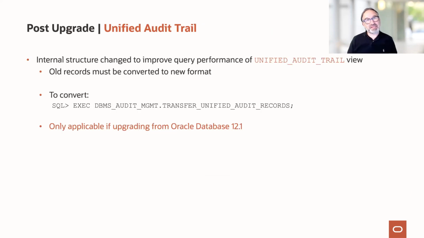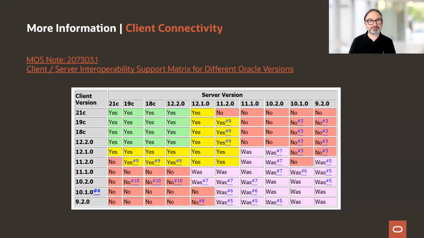Another step you may take after upgrade is when you had used unified auditing in 12.1.0.2, and this slide applies only when we upgraded from 12.1.0.2. Then you need to do a little bit of clean out and transfer unified audit records with that call. If you're upgrading from 12.2 or from 18 to 19 or to 21, no worries about that. Applies only to 12.1.0.2 upgrades.